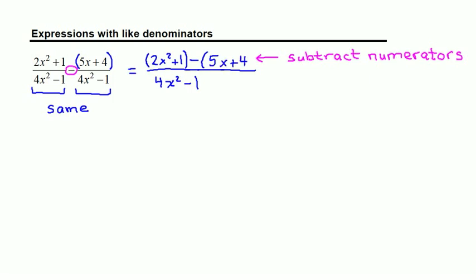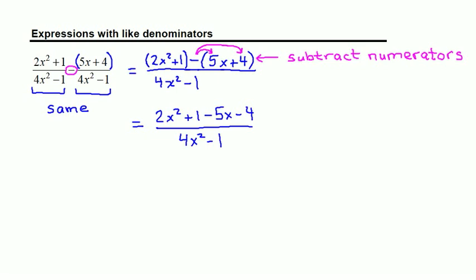I don't really recommend trying to combine terms or do any simplifying in the same step that you write out the subtraction of numerators. It's much safer to get everything in a line first, where you're more likely to follow the rules that you're familiar with. Here we can see that we would distribute that minus sign to both terms, and then that numerator would become 2x squared plus 1 minus 5x minus 4, still over a denominator of 4x squared minus 1.